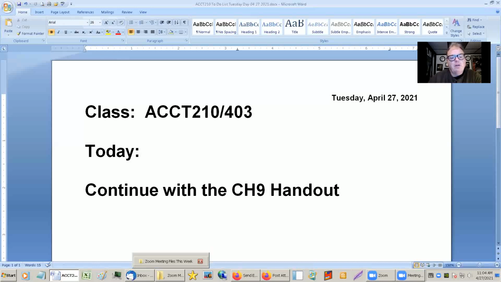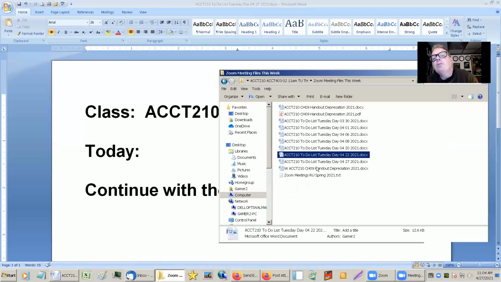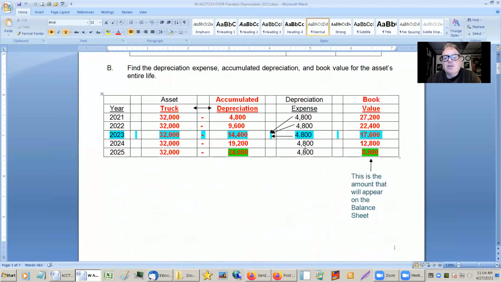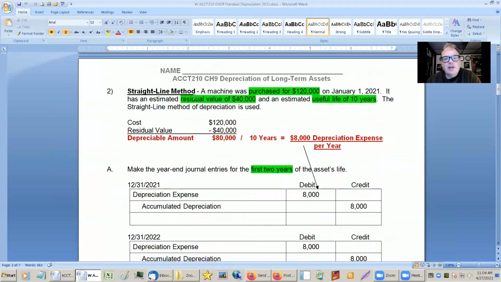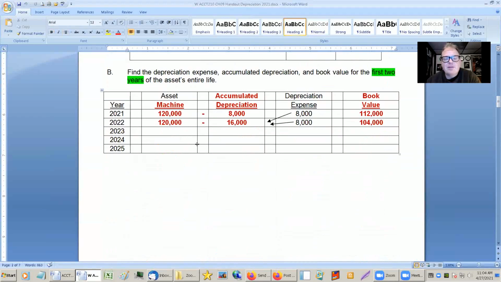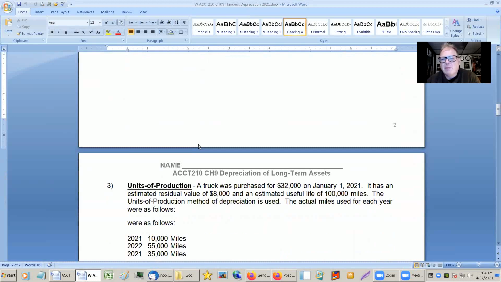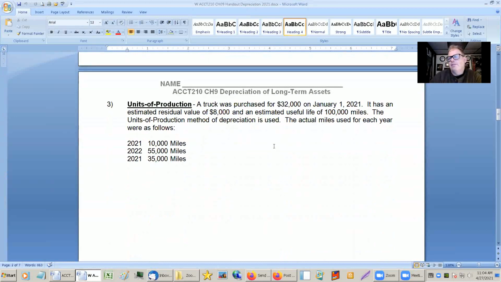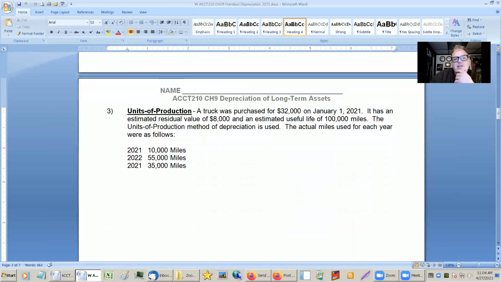All right, let me go ahead and pull up. What a mess. So we did the straight line method, and the straight line method is probably the most intuitive. If no one told you anything about depreciation, that's probably one that you would come up with. Units of production is the second one here.